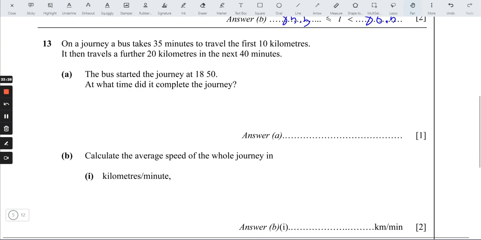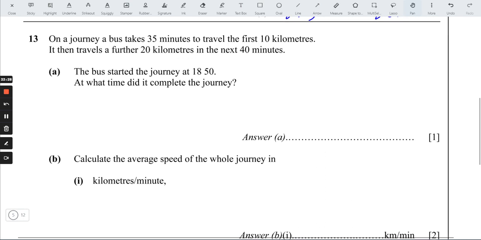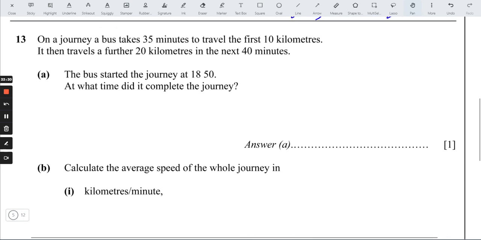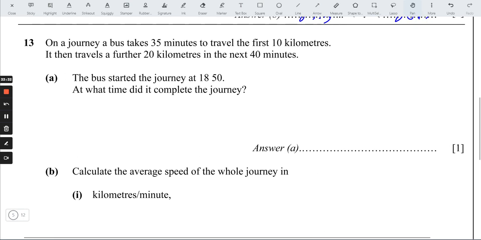Question 13 here. On a journey, a bus takes 35 minutes to travel the first 10 kilometers. It then travels a further 20 kilometers in the next 40 minutes. The bus started the journey at 18:50. At what time did it complete the journey?